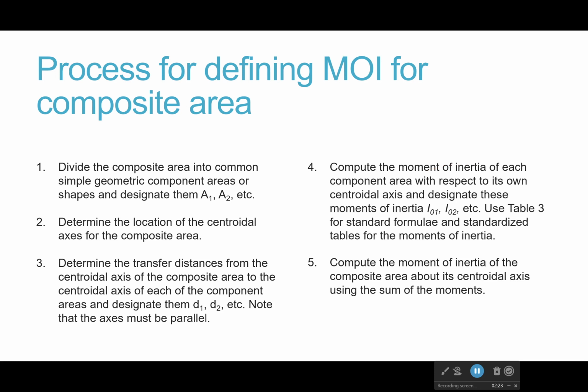So, when you get stuck, follow these steps. First step, divide your composite area into common, simple geometric shapes. Figure out where your centroid is for that composite area. Yes, you're going to have to do the centroid thing. You can't forget that. But we had an easy time of it, it seemed like. Chapter 7 wasn't too bad. Then you're going to determine the transfer distance from the centroidal axis of the composite area to the central axis of each of the component areas.